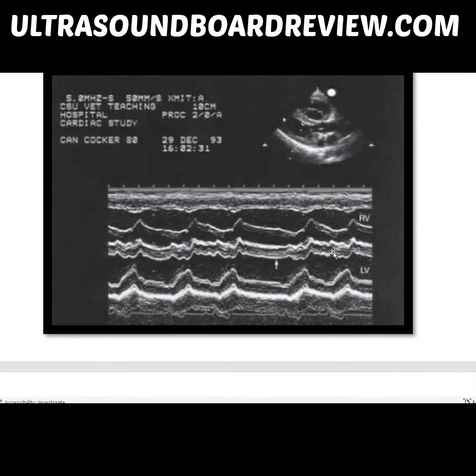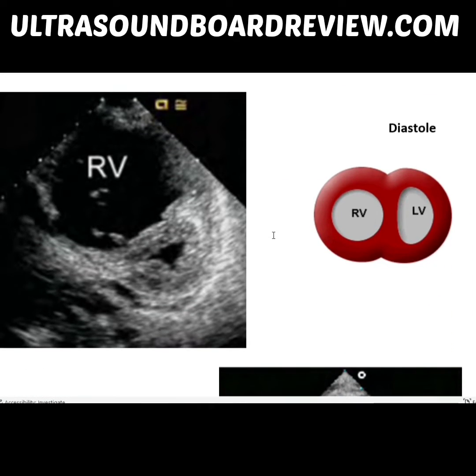So here's another M mode here, and it's showing during diastole it's flattened, and also during systole it's flattened right there. Here's another great example. I have these both side by side, short axis at the papillary level, and you can see that, so this is diastole, right ventricle, left ventricle. You can appreciate the D-shaped left ventricle.